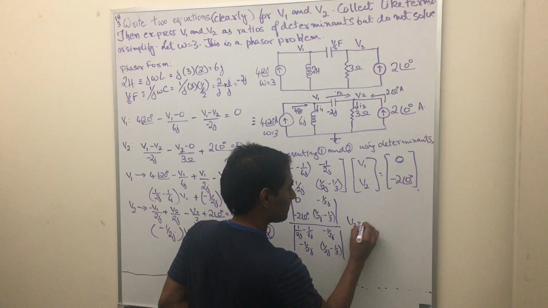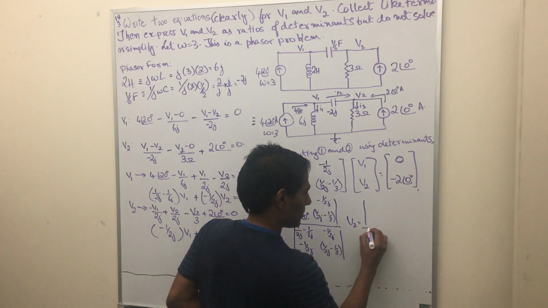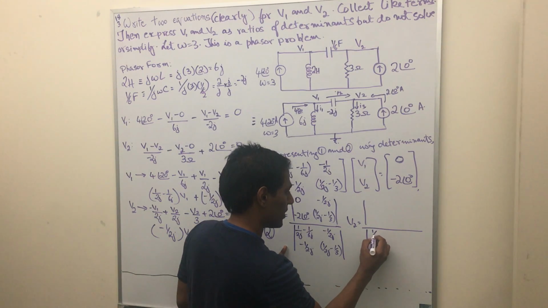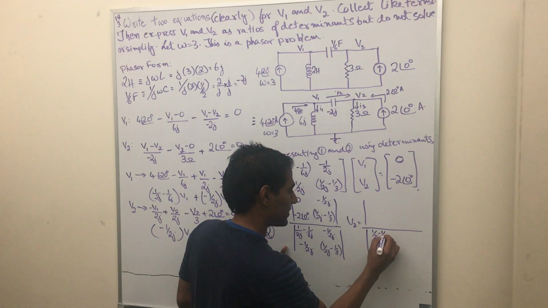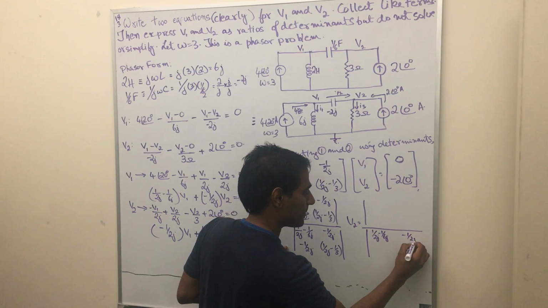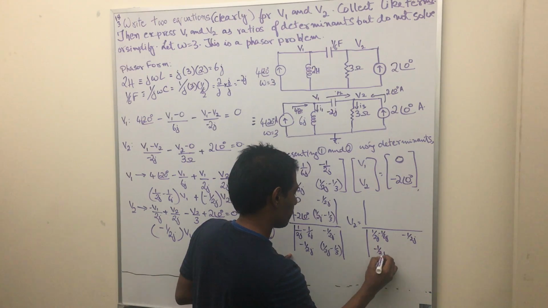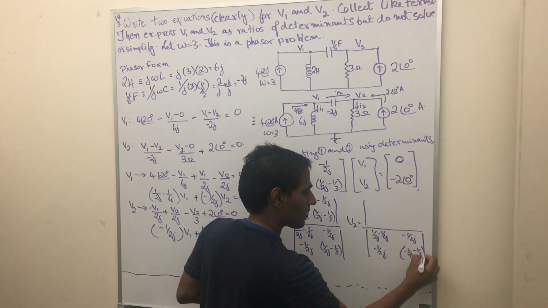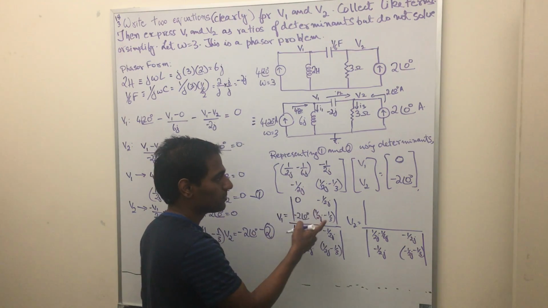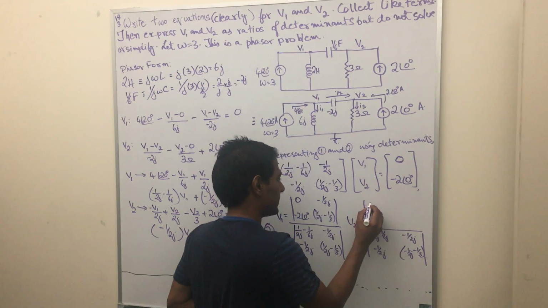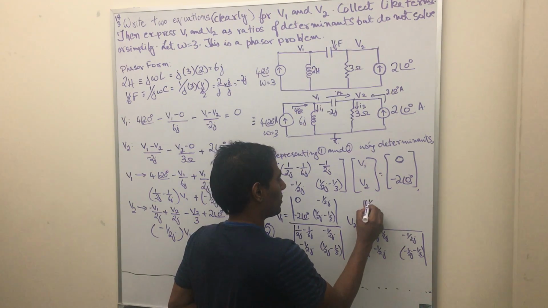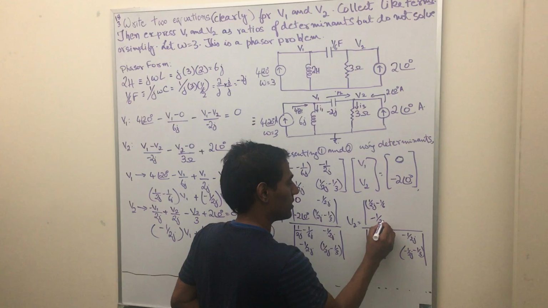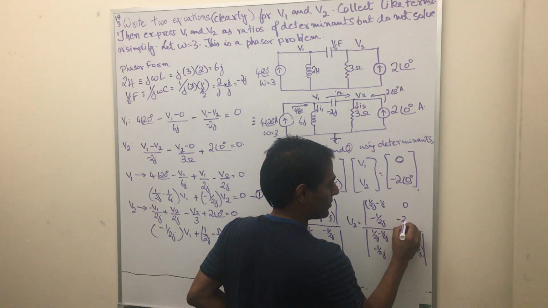And for V2, the denominator would be the same: 1 by 2j minus 1 by 6j, minus 1 by 2j, minus 1 by 2j, 1 by 2j minus 1 by 3. And for the numerator you would replace the second column with the right hand side. That would be 1 by 2j minus 1 by 6j, and this would be minus 1 by 2j. This would be 0, minus 2 at an angle 0 degrees.